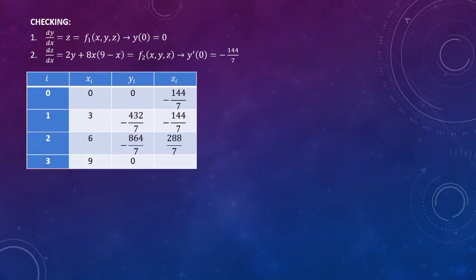I will not just show you the long process or the long solution, so you will get this result. As you can see here, y sub 3, we ended up getting 0. So that means our answer is correct, because what we are looking for is the value of y prime at 0 when the value of y at 9 is 0. And as you can see in the table, the value of y sub 3 is 0. So that means our answer is correct. So that's all for this problem.